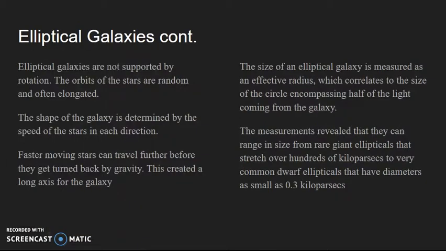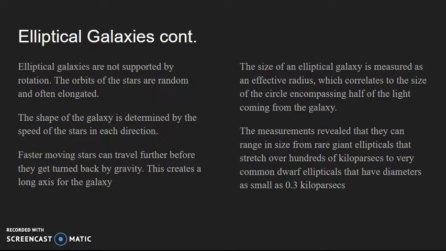Elliptical galaxies are not supported by rotation. The orbits of the stars are random and often elongated. The shape of the galaxy is determined by the speed of the stars in each direction. Faster-moving stars can travel further before they get turned back by gravity. This creates a long axis for the galaxy.